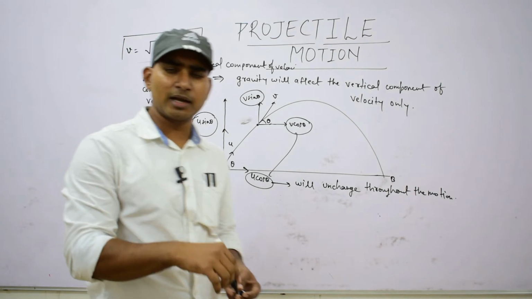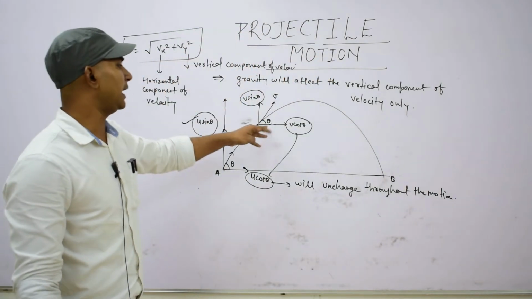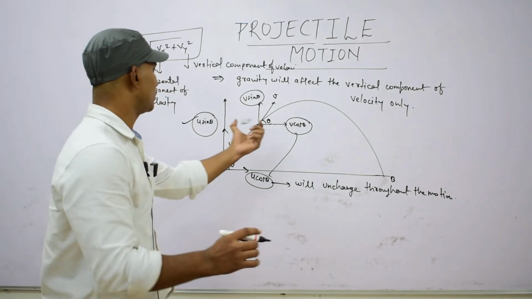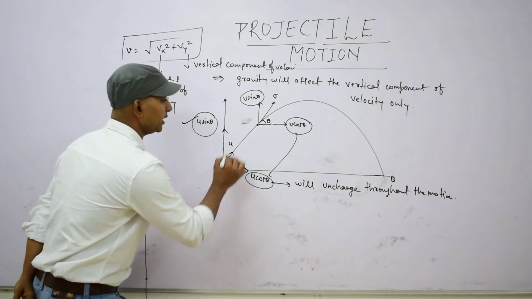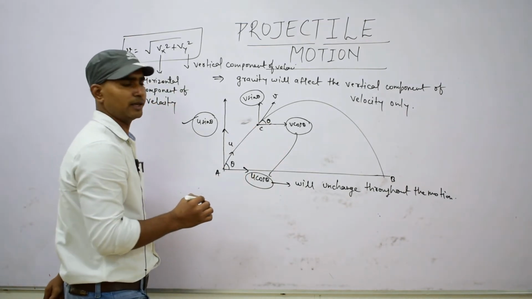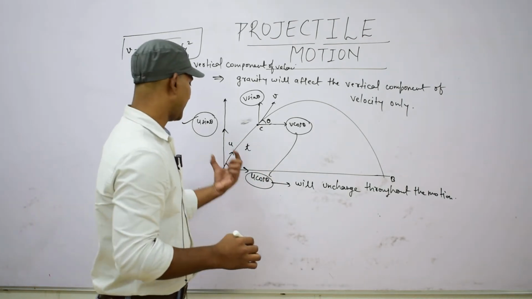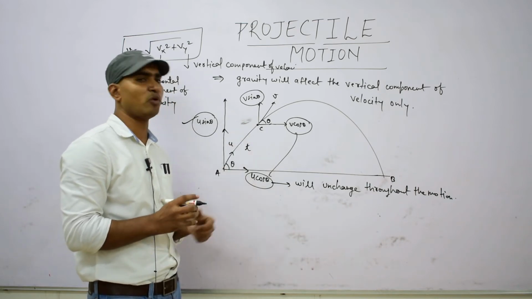If I have the vertical component as well as the horizontal component, then I can use this formula and at any point we can get the value of the total V. Now you have to just look here. Let's suppose from this particular point A to this particular point C, the time taken by the body is small t. Time taken by the body to reach from point A to C is small t.